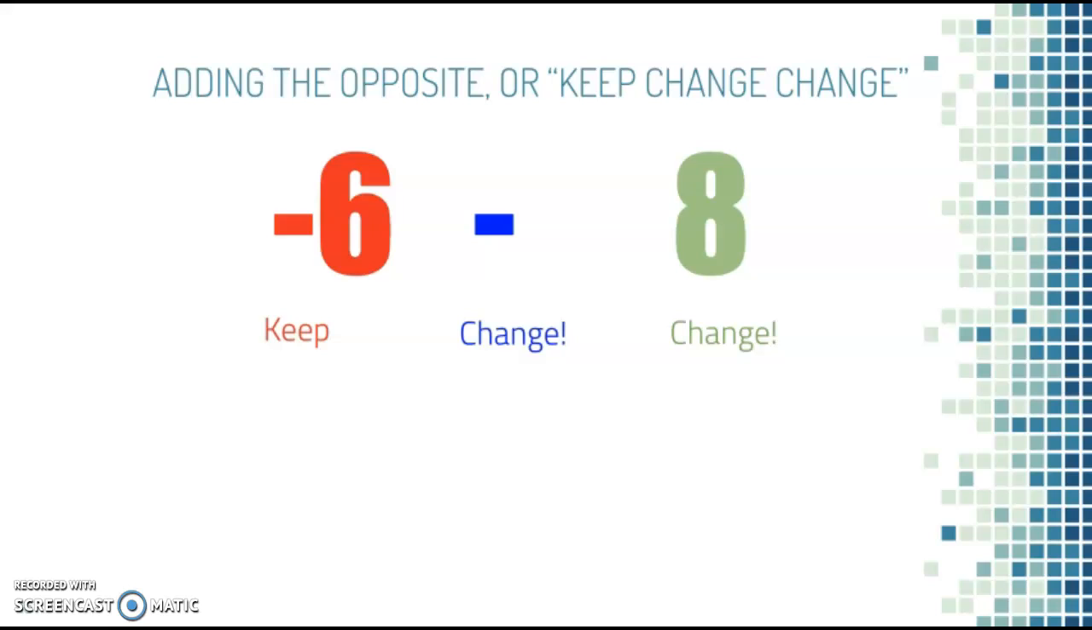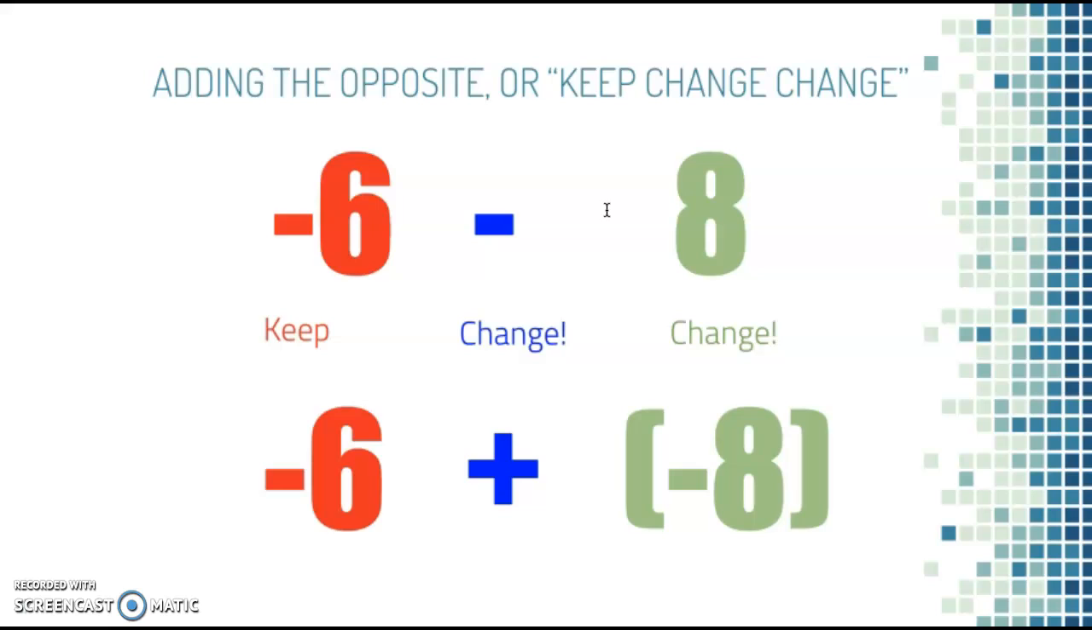-6 minus -8 becomes +8. So we're going to keep the sign of the first number, change subtraction to addition, and then change the sign of the number after it. So that becomes -6, that's keep, plus, that's your first change, and now +8.